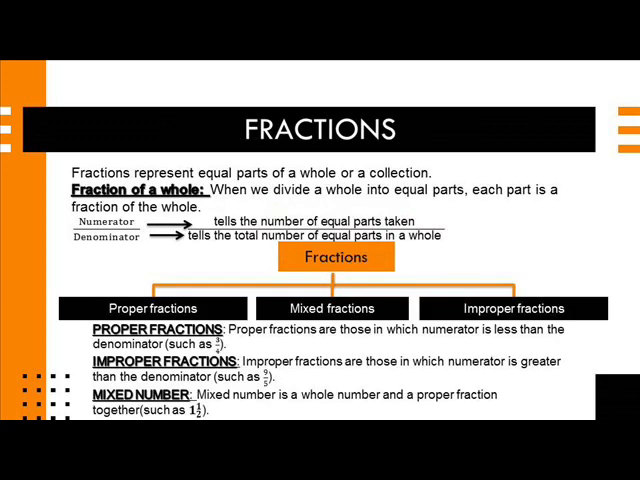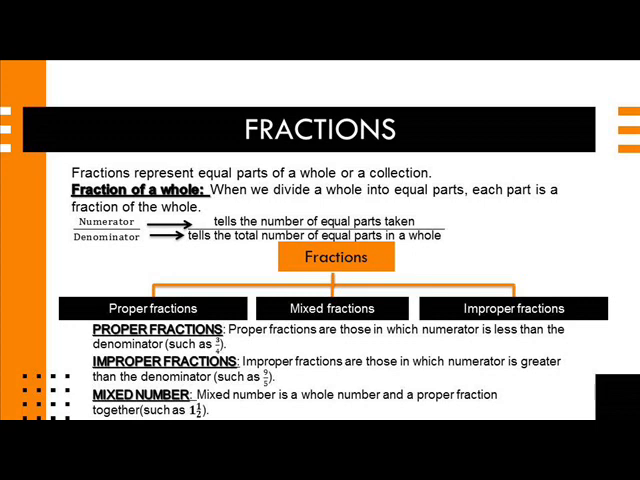Now let us discuss fractions. Well, fractions represent equal parts of a whole or a collection. There are two parts of a fraction. The top number is called the numerator and the bottom number is called the denominator. The numerator tells the number of equal parts taken, and the denominator tells the total number of equal parts in a whole.